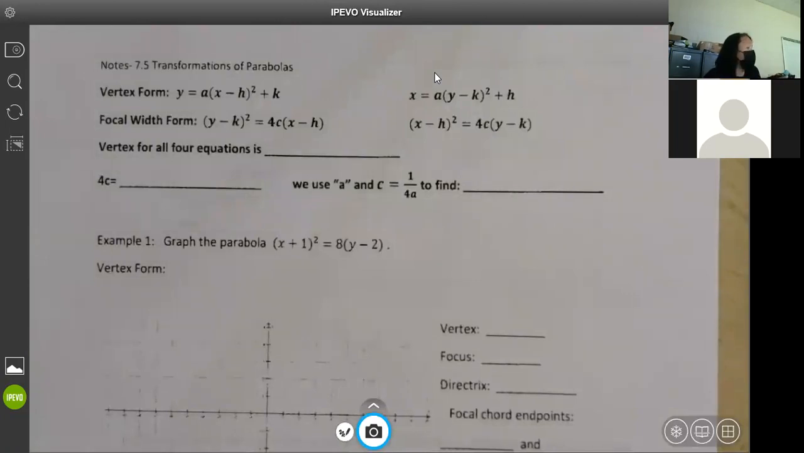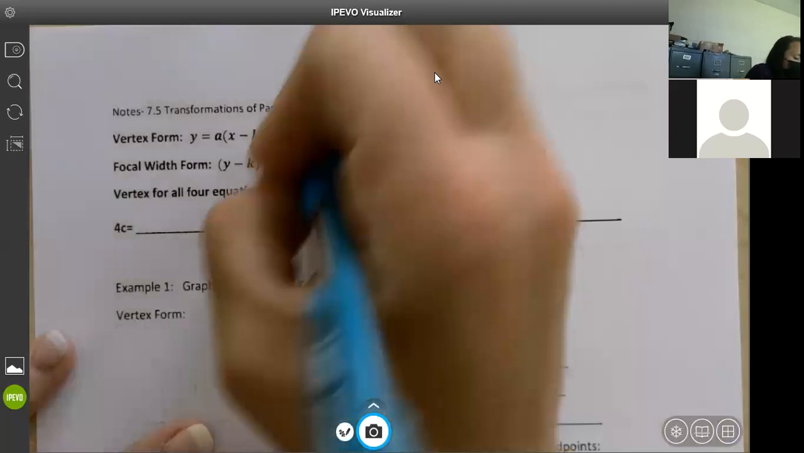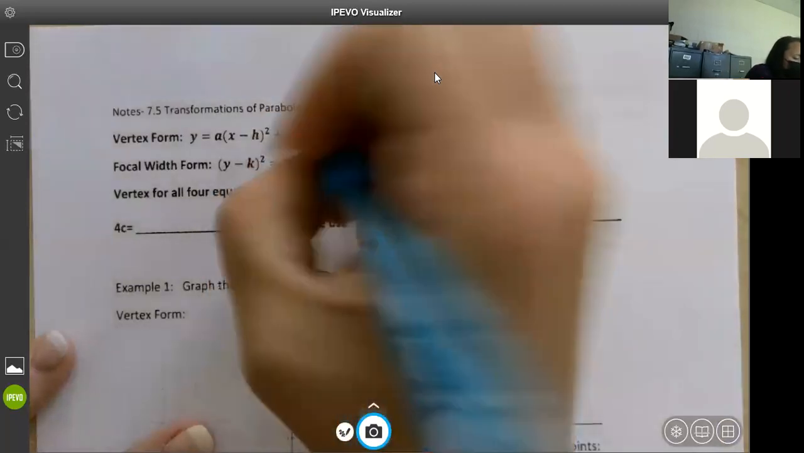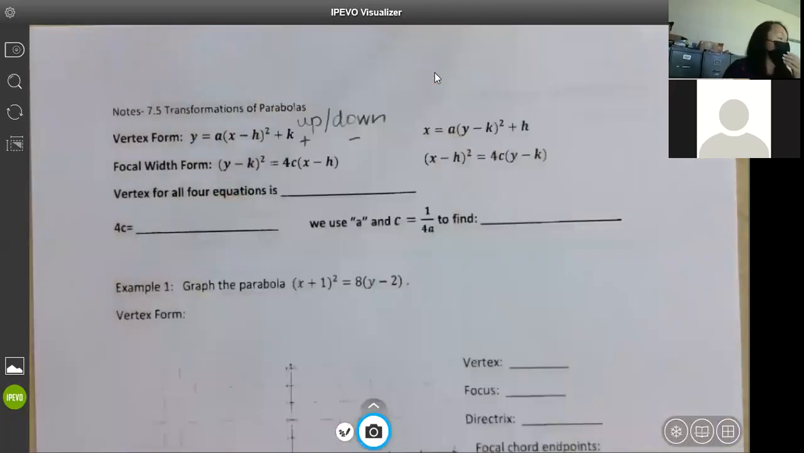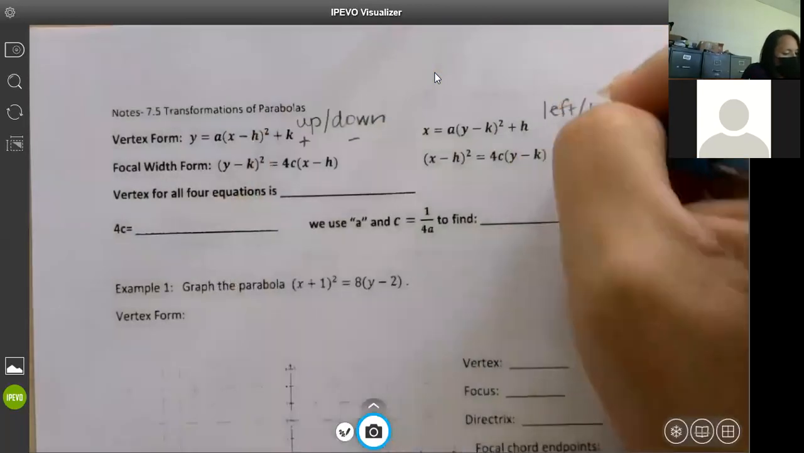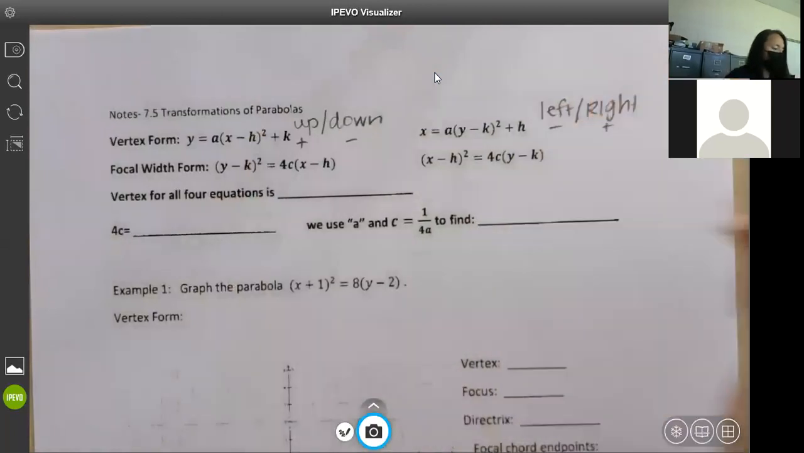Okay. Today's same thing. We're just moving our vertex. So instead of our vertex being at 0, 0, we're going to have it somewhere else. Okay. So don't forget if it's in y equals, that's going to be an up-down parabola. That's a regular one. Up is positive, down is negative. And then x equals is going to be a left, right. Left is negative, right is positive.